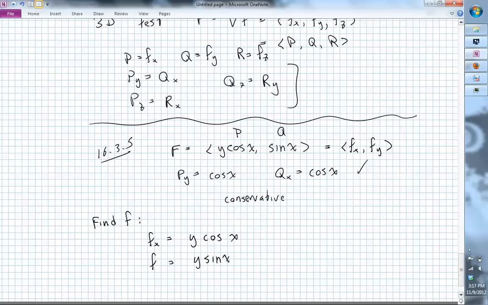Y sine x. Is that the most general antiderivative? Plus c, good. Is that the most general c? Kind of. C of y.